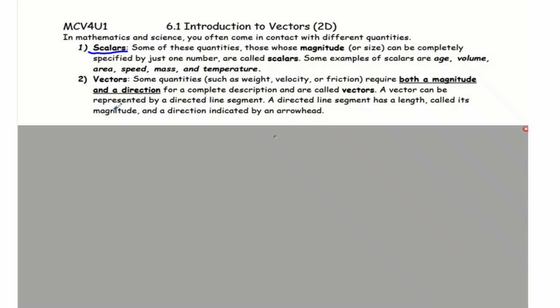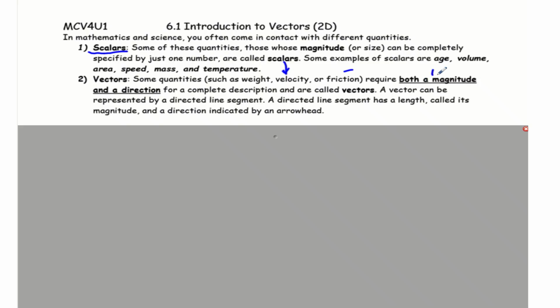For some quantities, we need two things to describe them. For weight, the gravitational force is down, and for velocity we have directions like east, west, forward or backward. For friction we could have the left side or right side. We need two numbers to describe that quantity, and that we call a vector.